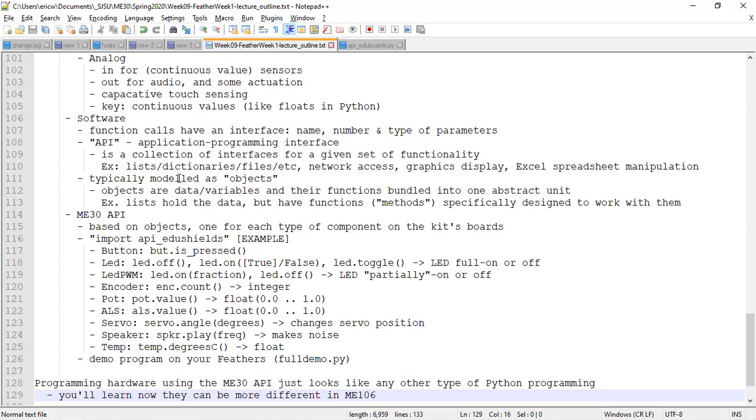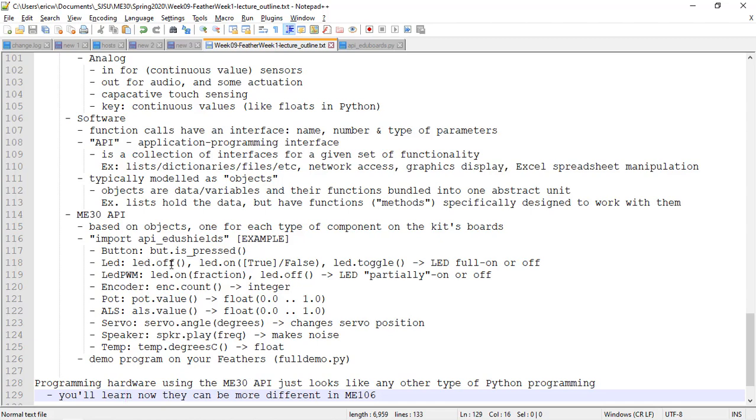And similarly, from every other component on the board, the LEDs and the PWMable LED, which I think you might be doing in the first lab, and the encoder that's on the board, and the potentiometer, and the ambient light sensor, all these have objects that you can create by these names that you can ask very specific questions of or command very specifically. So let's just march down through the list.